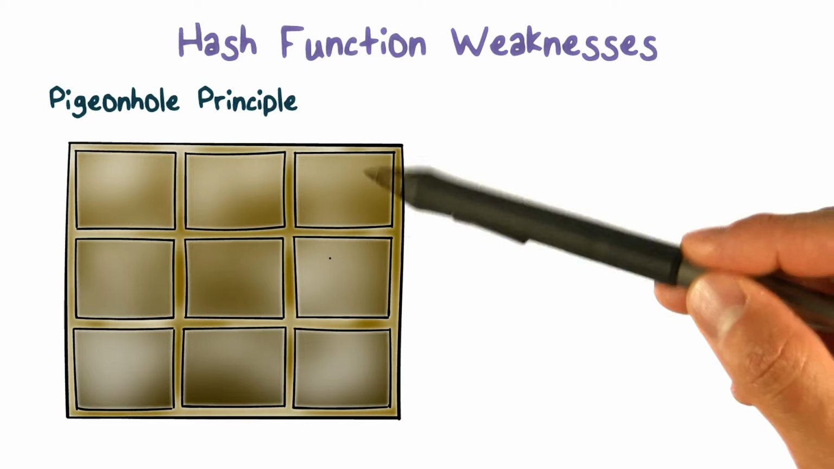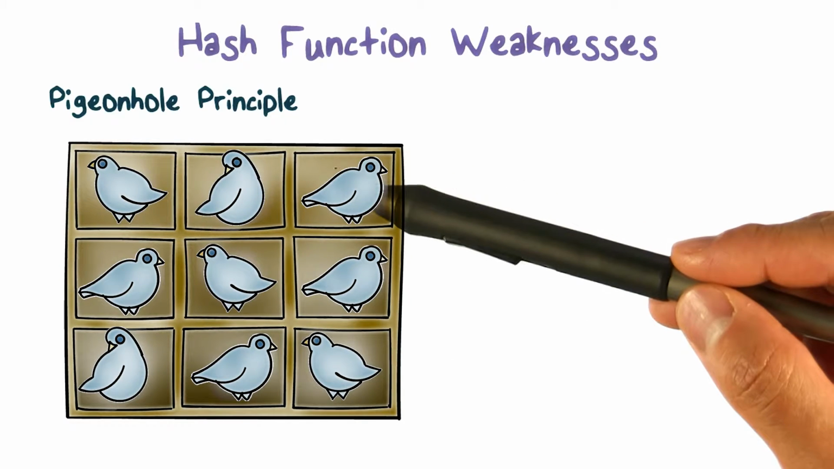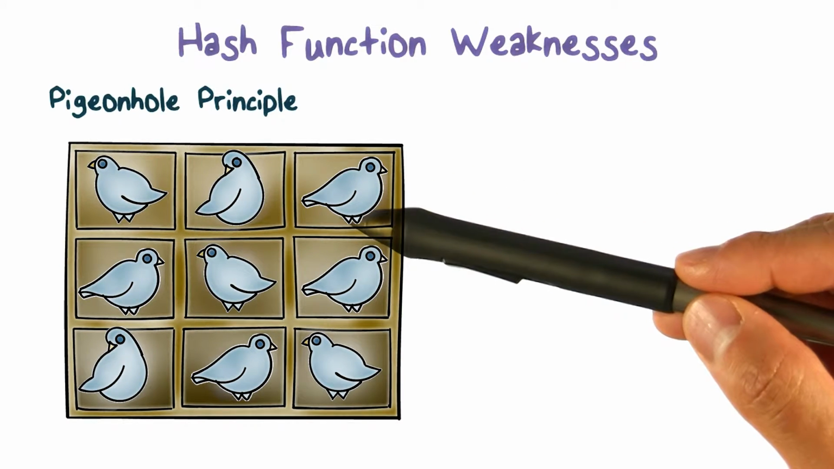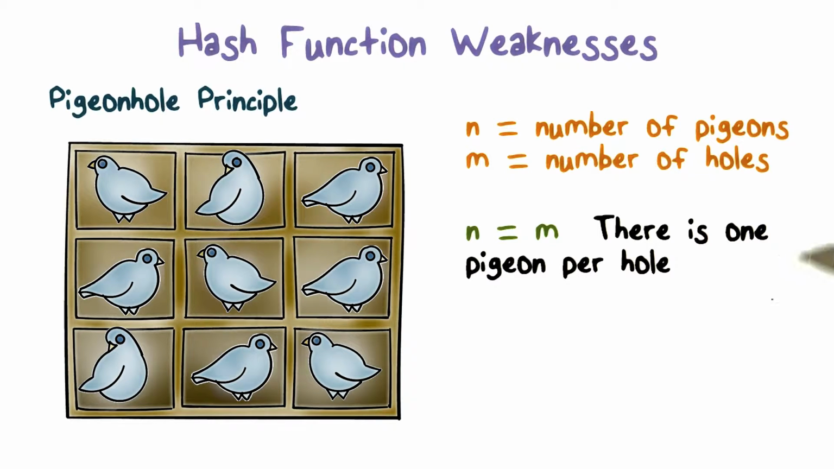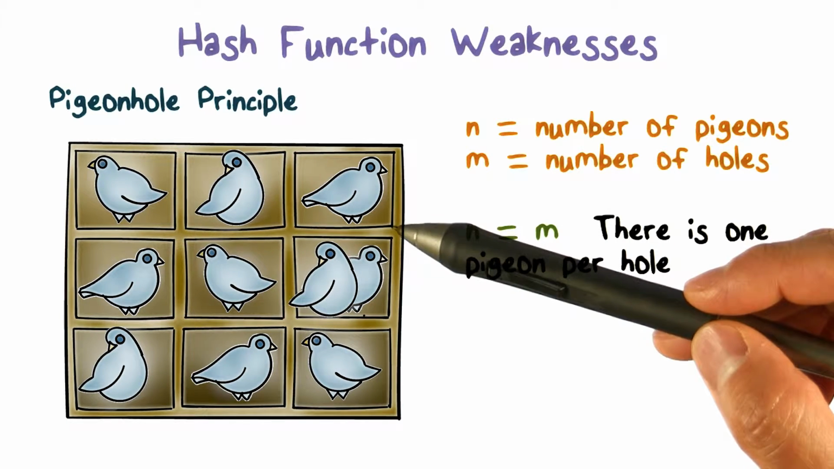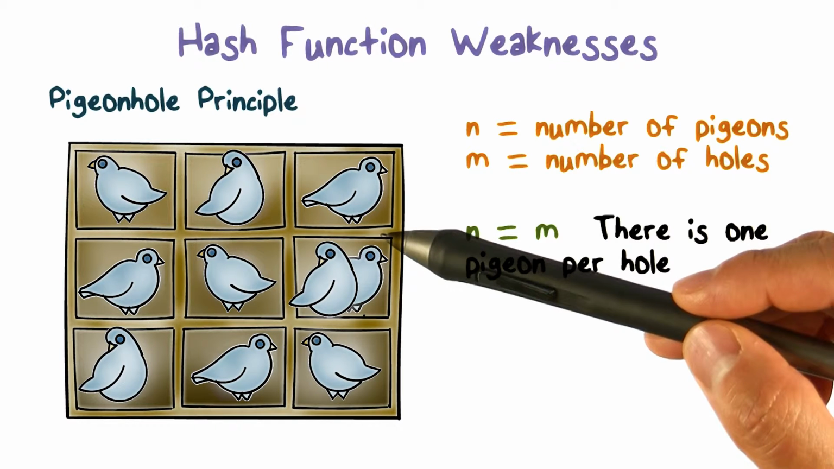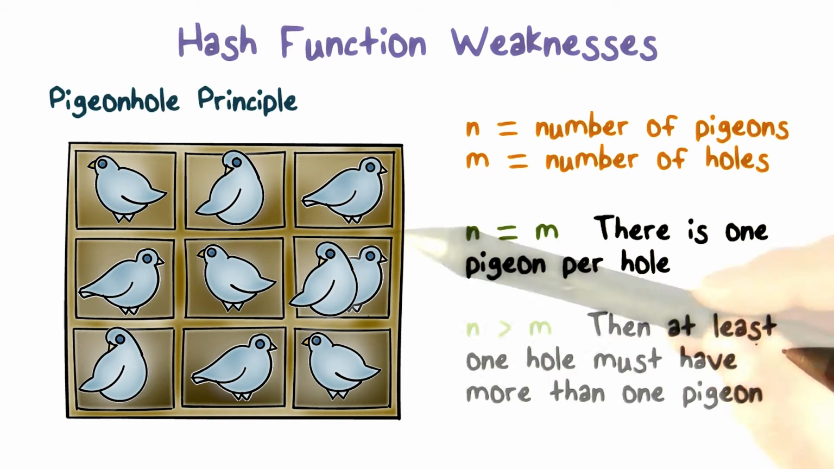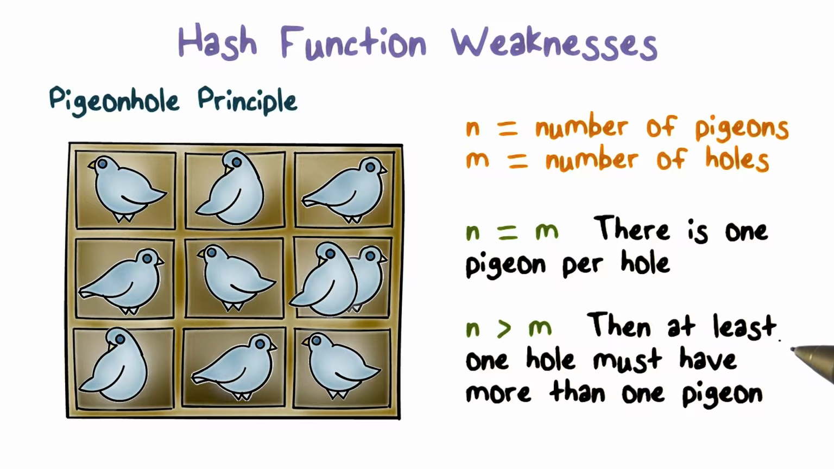Imagine we have 9 pigeonholes. If we have 9 pigeons, then 1 pigeon can be placed in each hole. That is, suppose we have n pigeons and m holes. If n equals m, that means there's exactly 1 pigeon per hole. Now, if we add another pigeon, then there will be 1 hole with 2 pigeons. That is, if n, the number of pigeons, is greater than m, the number of holes, then there's at least 1 hole that must have more than 1 pigeon.